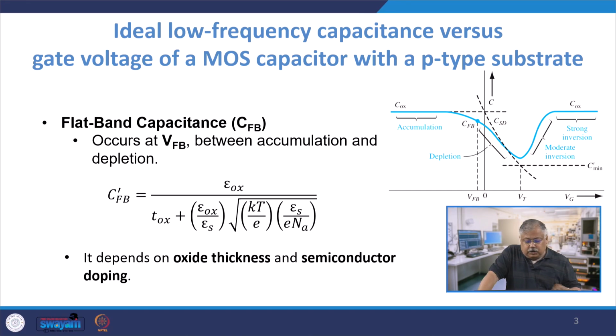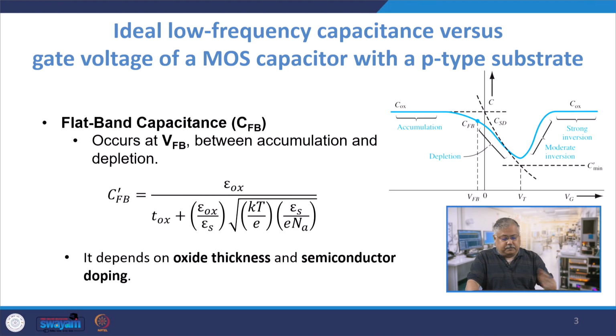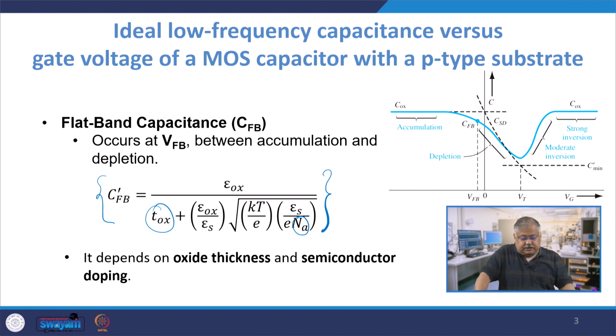Now, the flat band capacitance occurs, this is the flat band capacitance CFB, this one, at VFB, where it just shifts from accumulation to depletion, and that is given by this expression here, right. I am not going into details of this, and it primarily depends upon the oxide thickness Tox, and it also depends upon the acceptor semiconductor doping in a sense, which is CFB prime. Right. So, the 4 regions of operation here, let me recapitulate what we did.